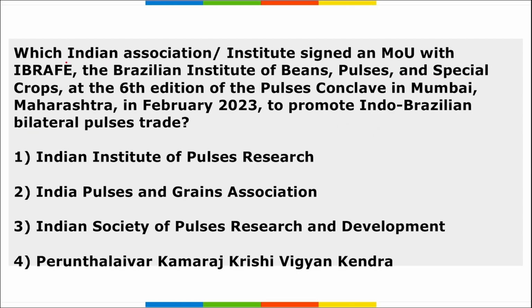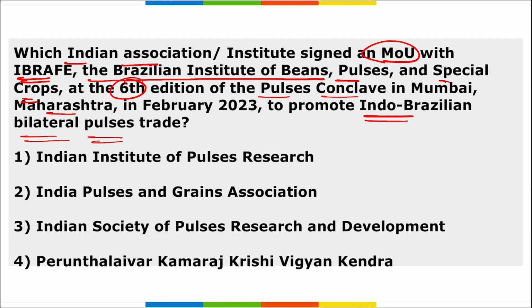Next, which Indian association or institute signed an MOU with IBRAFE, the Brazilian Institute of Beans, Pulses and Special Crops, during the 6th edition of the Pulses Conclave in Mumbai, Maharashtra, to promote Indo-Brazilian bilateral pulses trade? So, in order to promote Indo-Brazilian bilateral pulses trade, which Indian institution or association? It will be the India Pulses and Grains Association.